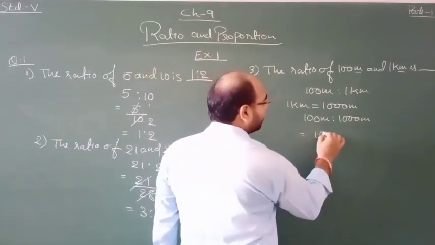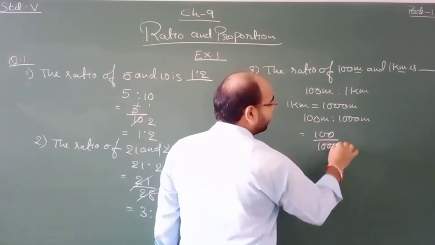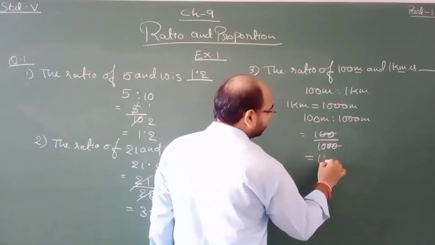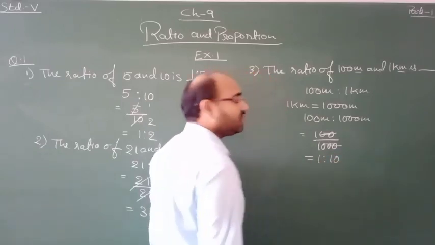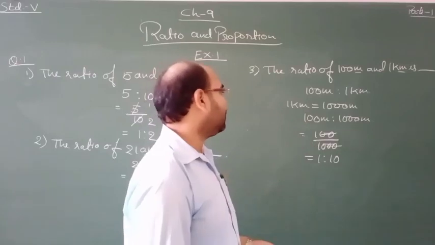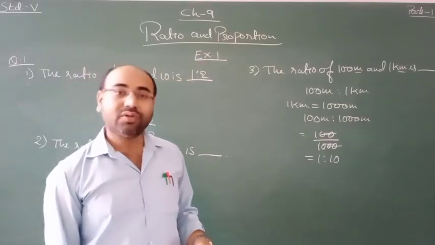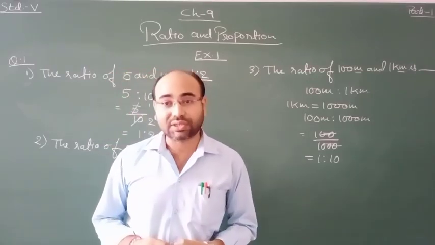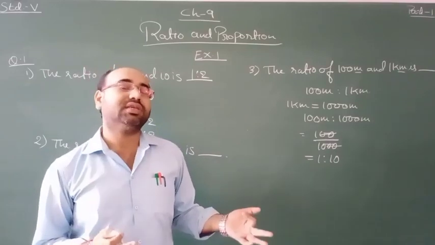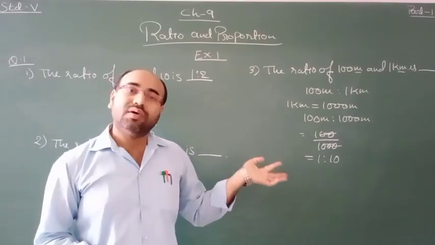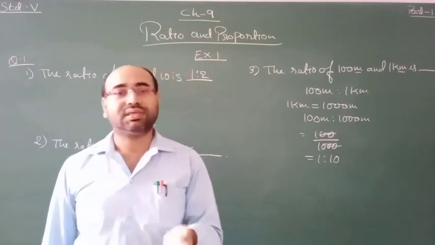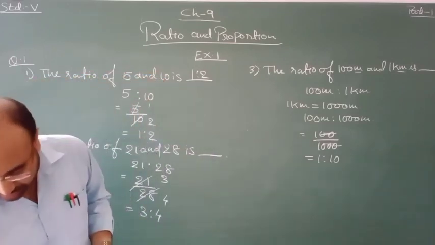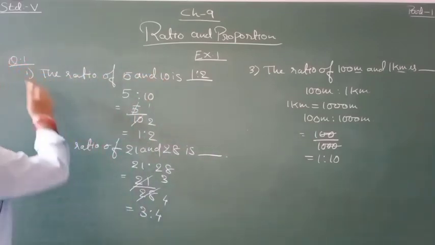So now here it will be what? 100 upon 1000. So 2 zeros will get cancelled. So what will be the ratio? That ratio will be 1:10. So this is the third one. Now fourth one is very simple, which you have to do it by yourself. That is the ratio of 7 and 6 is dash. So 7 and 6, it will be 7:6 only because 7 is a prime number. 6 and 7 we cannot cancel, so it will remain as it is. So that you have to do it by yourself. Now let us move to question number 2.